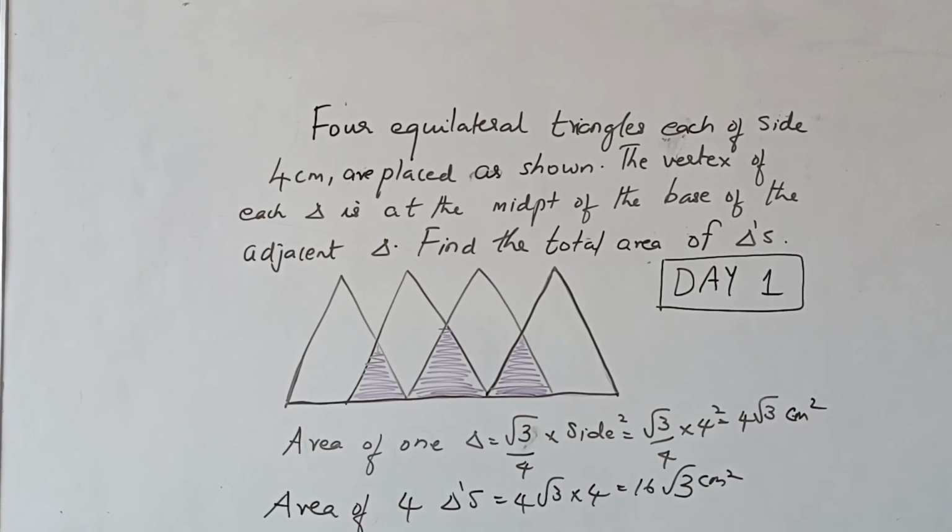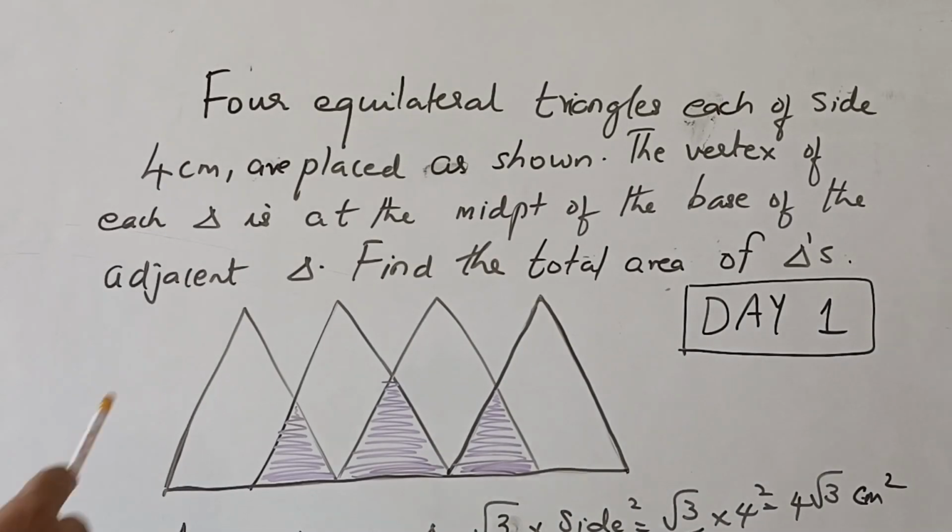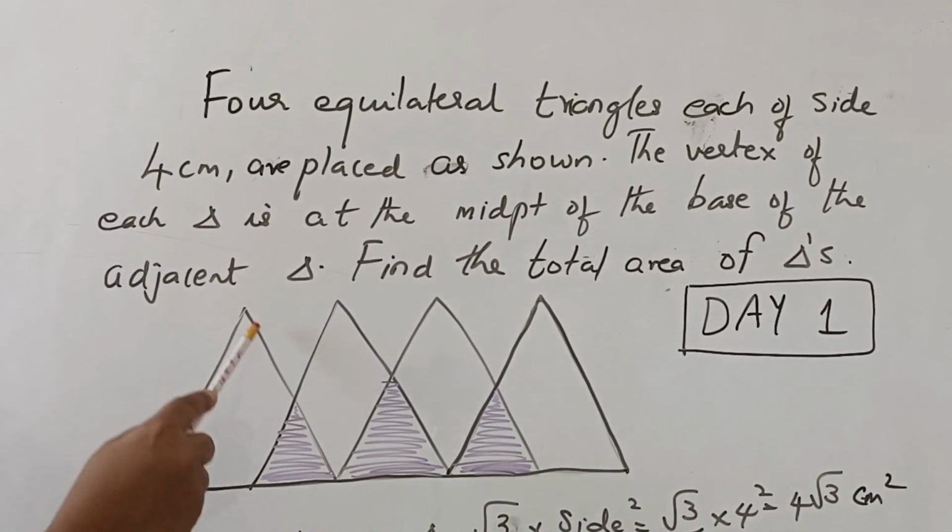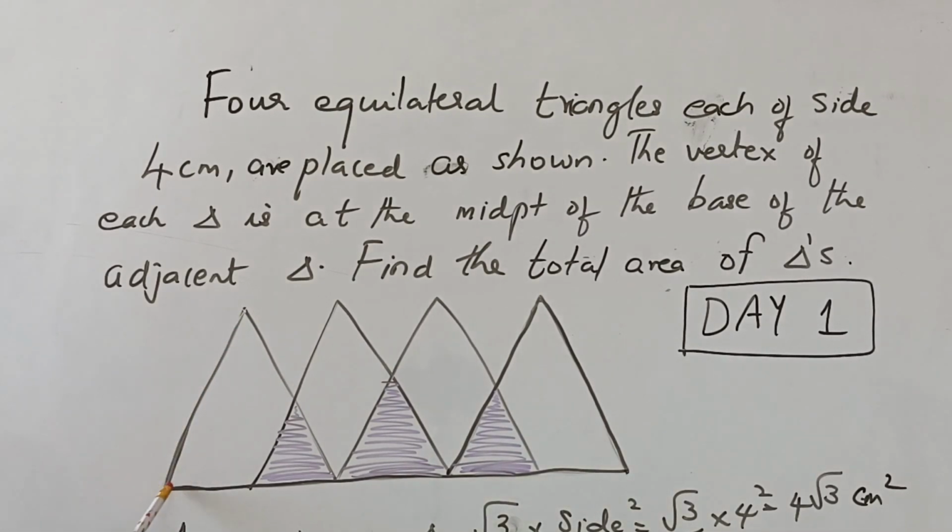Now look at the shaded region in the diagram. I have shaded that region with purple. You can see that those 3 areas are added twice when we are calculating the area of the equilateral triangles. Let us see how. This is the area of one equilateral triangle. When we are calculating the area of this equilateral triangle, this area is also taken into account.